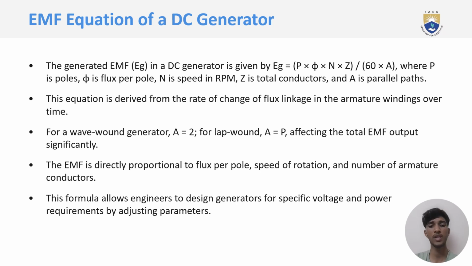From this equation, we see that generated EMF is directly proportional to the magnetic flux, rotational speed, and number of conductors. Therefore, increasing the speed or magnetic field strength increases the output voltage of a generator.